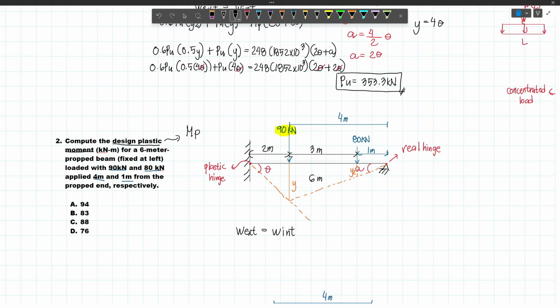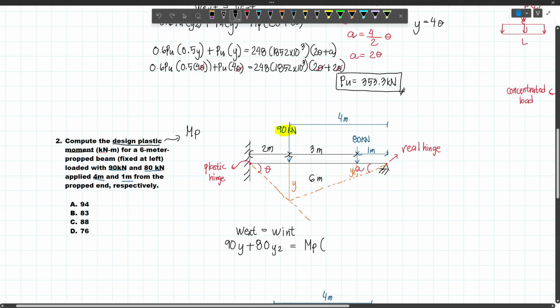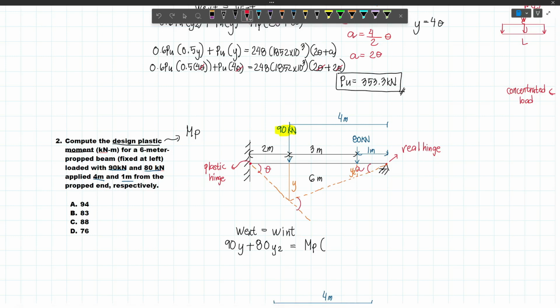Ang atong external work, kay kana siyang 90 kN times y. Diba? P times y ra ba? And then, plus 80 multiplied by y2. Now, I hope agree ra. And then, equals W internal, which is MP, which is ang atong gipangita, multiplied by theta, and then plus kani siya nga angle, which is theta plus alpha. So, diri ang atong angle kay theta plus alpha. Again, wala ni siya labot kay real hinge man na siya dira. Again, no, kani plastic hinge ni siya. And so, kana. Now, i-express na lang nato in terms of theta tanan.